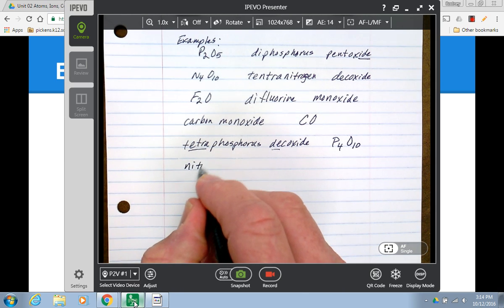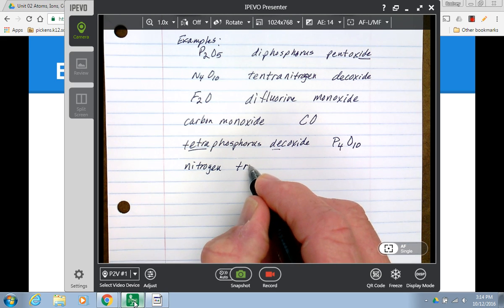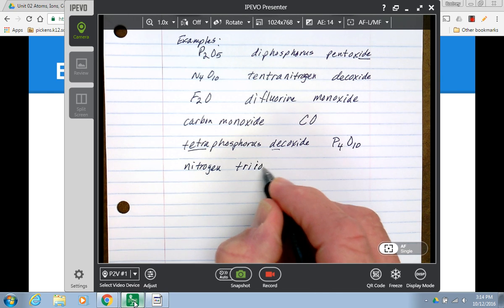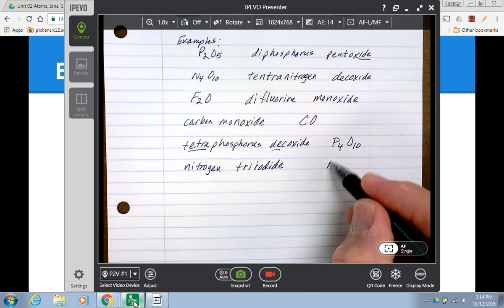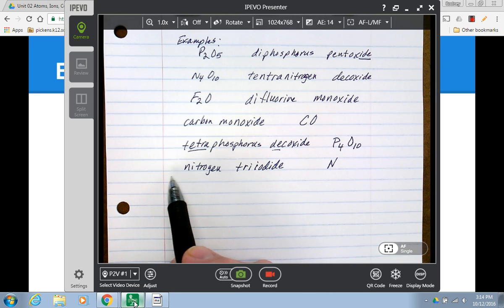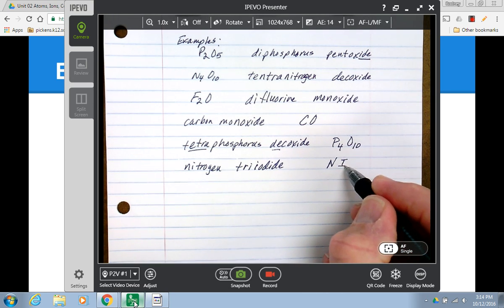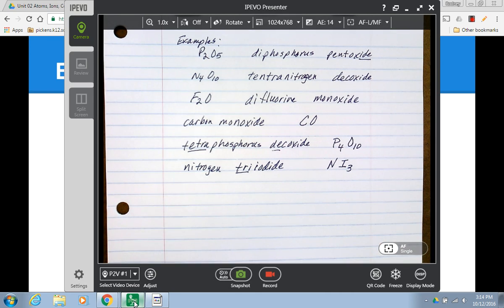All right, let's do another one. Let's do nitrogen triiodide. So nitrogen is N. Now, what's the prefix? Well, there's no prefix. So remember, mono is not used on the first element. So that means there's just one of those. And then iodide is I, and we have tri. So tri means 3. So NI3.